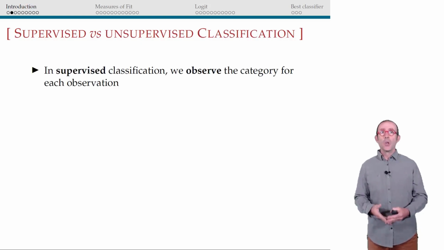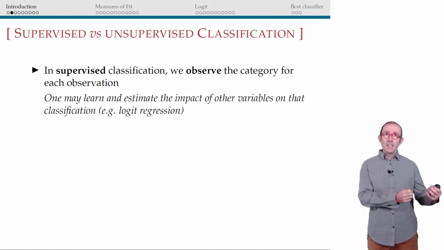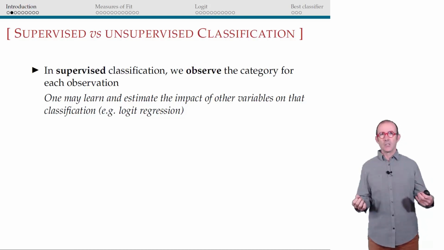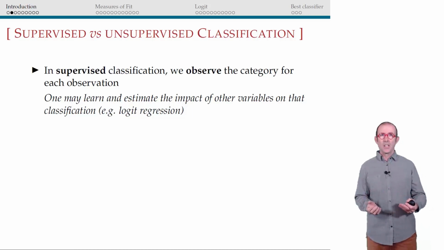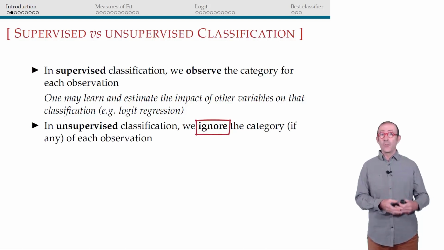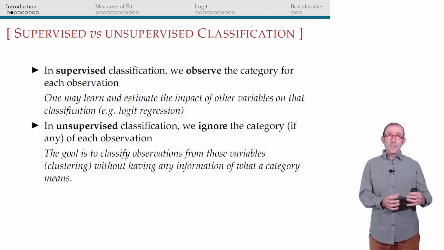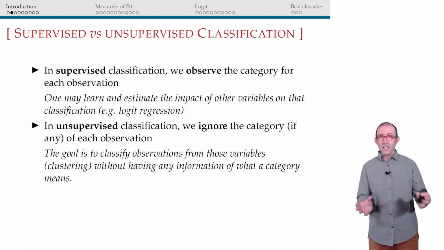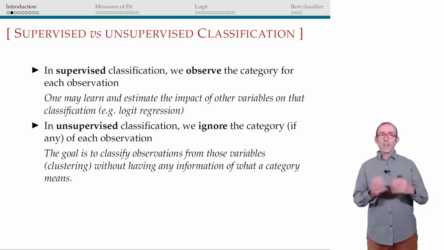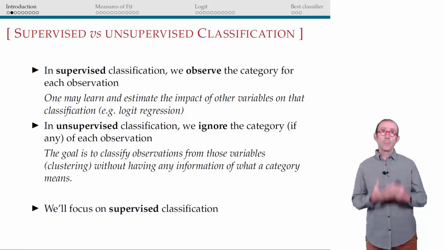In supervised classification, we observe the category for each observation. So one may learn and estimate the impact of other variables on that classification. This is, for example, what we do in logit regression that we will see later on. In unsupervised classification, on the other hand, we ignore the category, if it exists, of each observation. And we have to discover that. So the goal is to classify observation using all the variables that are here without having any information of what category means or how many categories are there. This is also called clustering. In this course, we will focus on supervised classification.